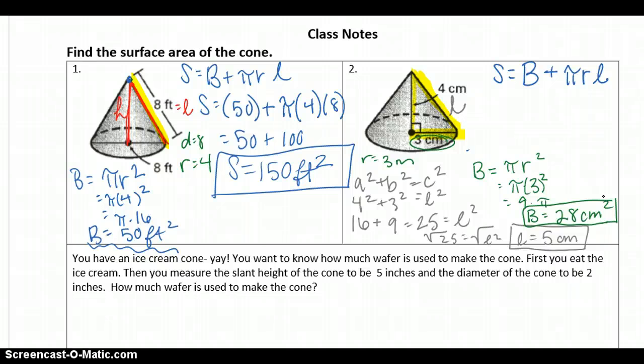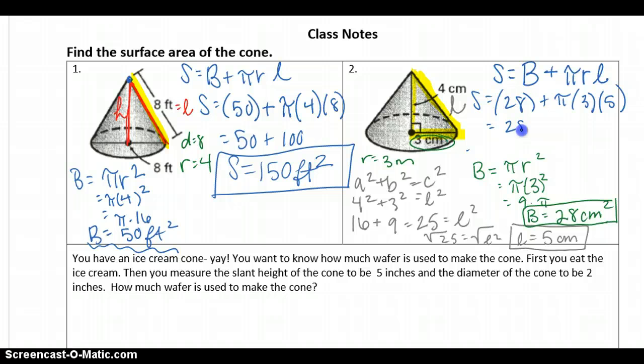Alright guys, so listen up. We have everything we need. We just need to plug it into our formula. So S equals, for B I'm going to put 28, plus pi times 3 for R times 5 for L. Right? I have to multiply first, and then I can add for order of operations.